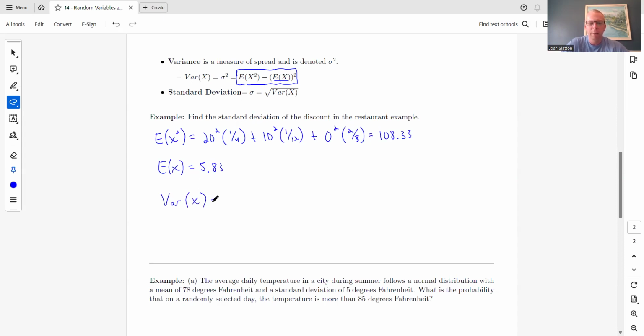So the variance of x, and I think I said this in one of the videos recently, if you want to learn a formula, you write it down every time you need to use it, and don't plug it in until you write it down. That will help you to memorize it. So the expected value of x squared is this 108.33. And then minus the square of the expected value. So that's 583 squared.